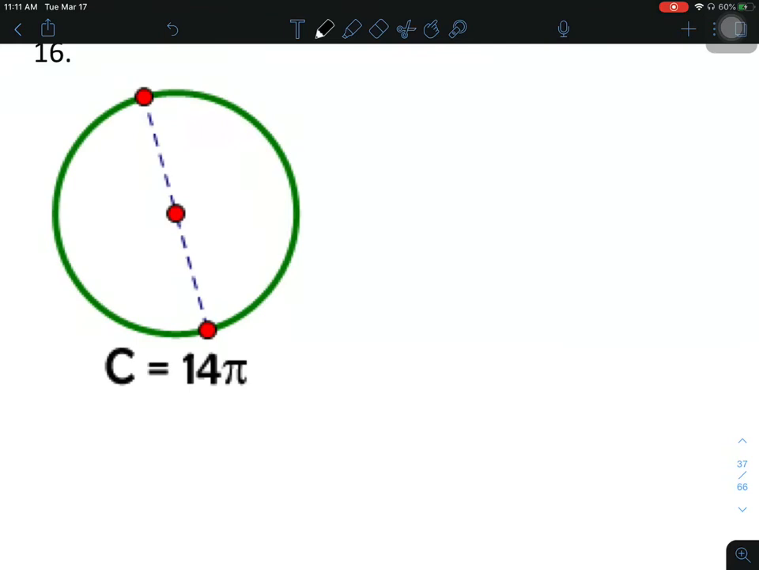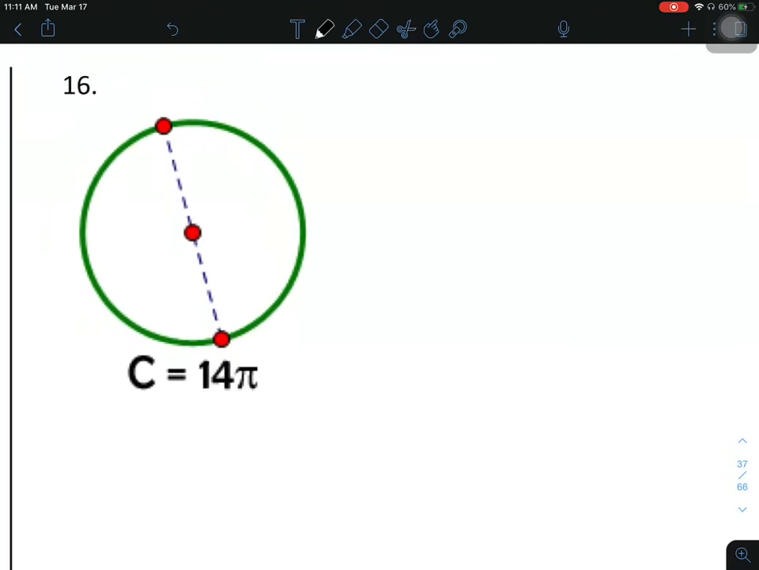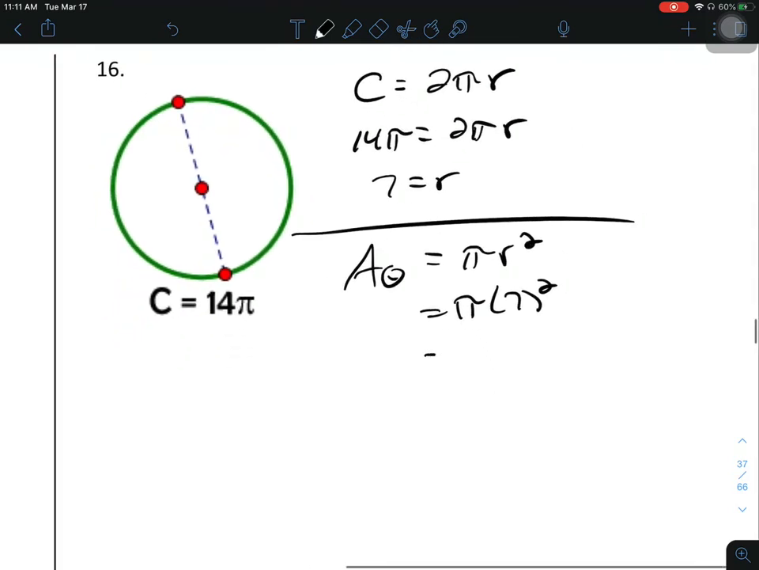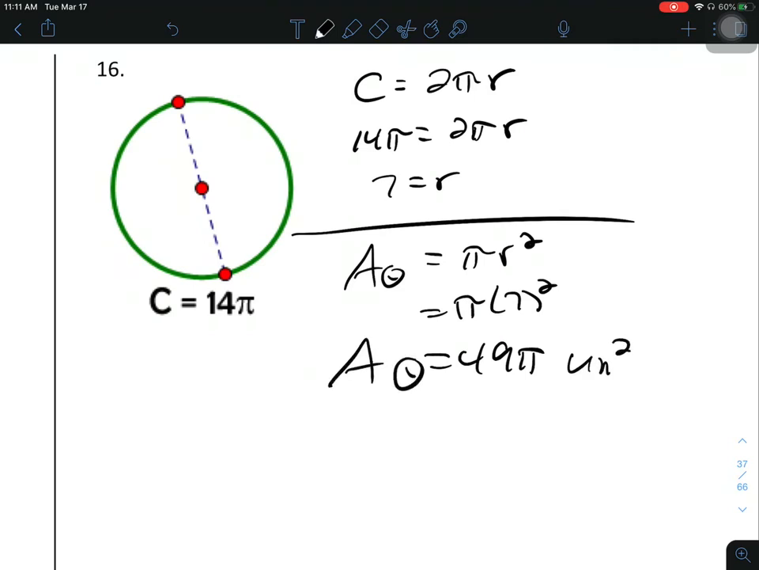16. The directions were to find the area. We can't find the area unless we know what the radius is. So if we use the formula, circumference is 2 times pi times r, and we know the circumference is 14 pi. We divide both sides by 2 pi. We're going to get the radius is 7. Once you know the radius is 7, we can find the area. It's pi r squared. We're going to find the area is 49 pi. We weren't given any units, so we just generically call it square units.